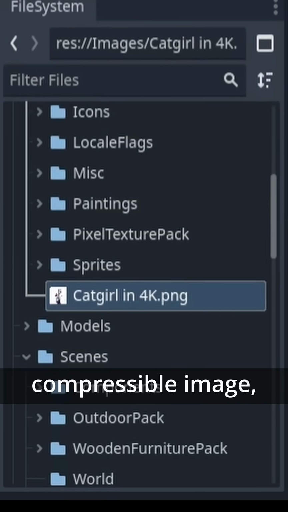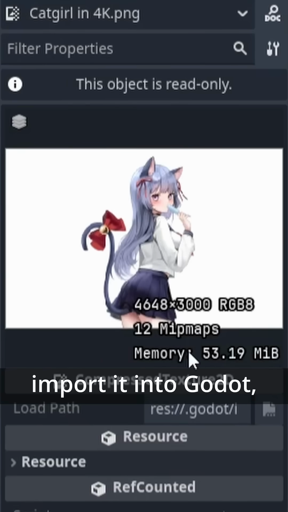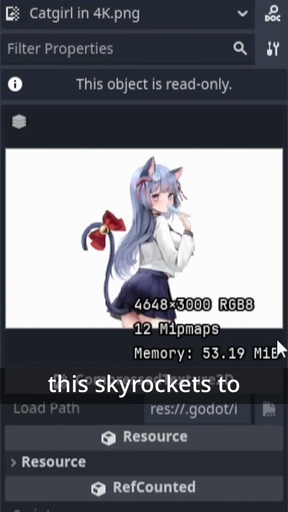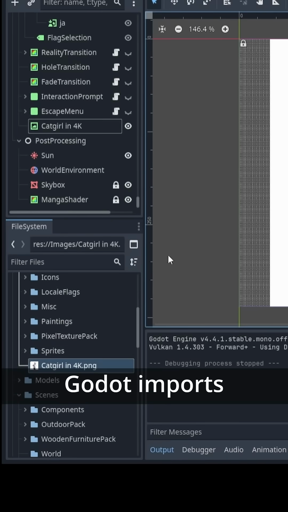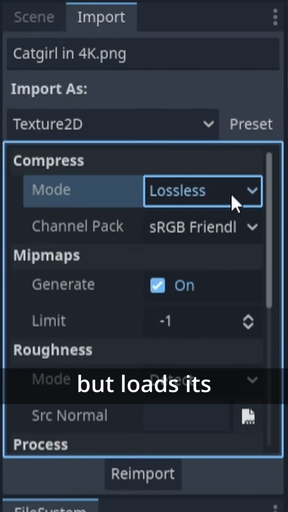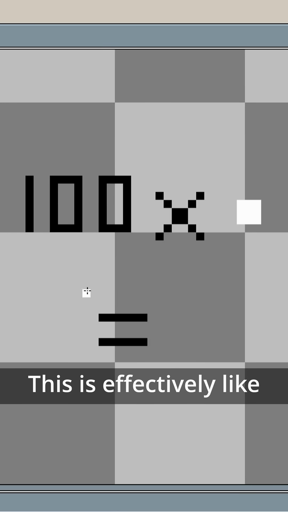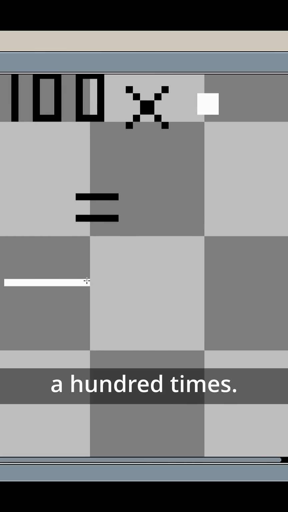This is a highly compressible image, so it only takes 3.5 megabytes. But when I import it into Godot, this skyrockets to over 50 megabytes. Did Kitty gain weight? By default, Godot imports textures as lossless, which compresses the texture on disk but loads it uncompressed into VRAM. This is effectively like storing 100 white pixels by saying white 100 times.